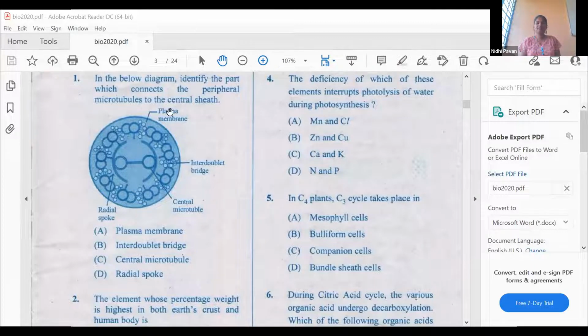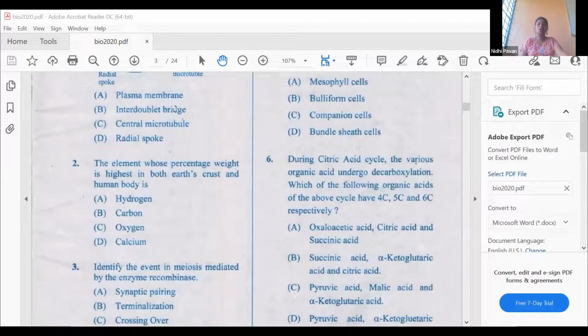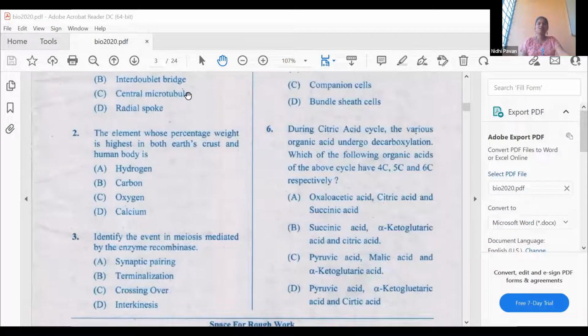The next question. During the citric acid cycle, the various organic acids undergo decarboxylation. Which of the following organic acids of the above cycle have 4 carbon, 5 carbon, and 6 carbon respectively? So read the options and answer. Option A, oxaloacetic acid, citric acid, and succinic acid, meaning 4 carbon is oxaloacetic acid, 5 carbon is citric acid, 6 carbon is succinic acid. Option B, succinic acid, alpha ketoglutaric acid and citric acid. Option C, pyruvic acid, malic acid, and alpha ketoglutaric acid. Option D, pyruvic acid, alpha ketoglutaric acid, and citric acid.